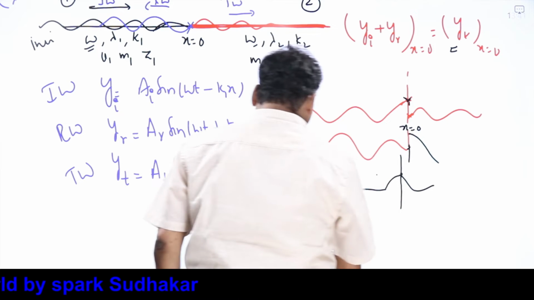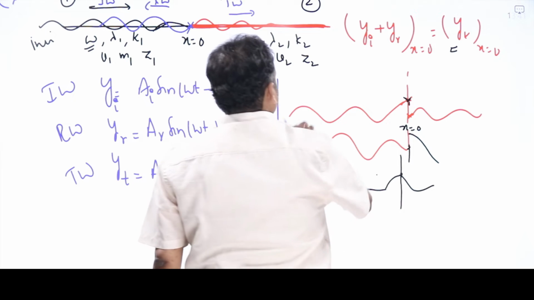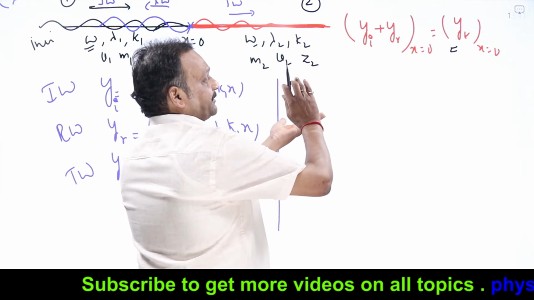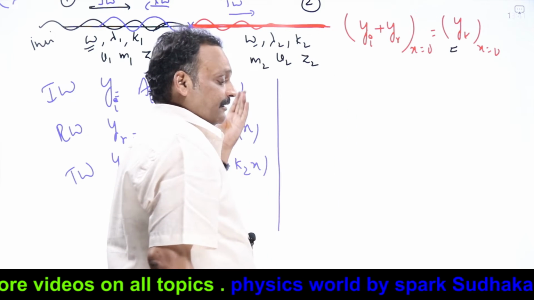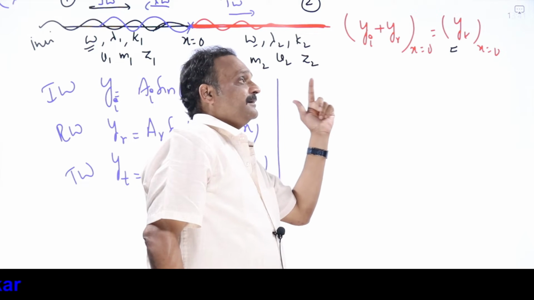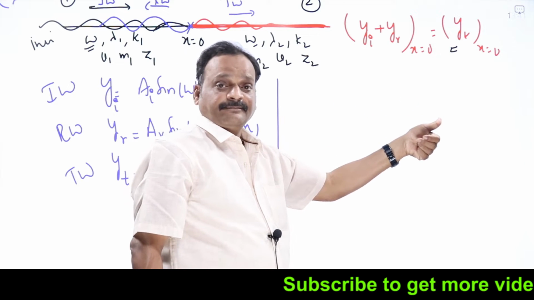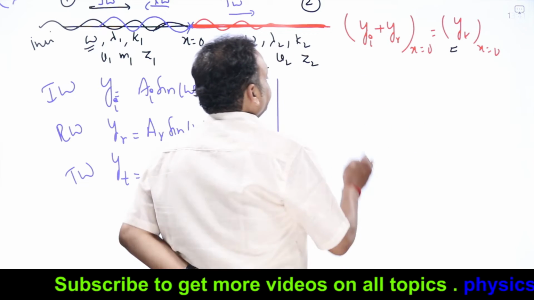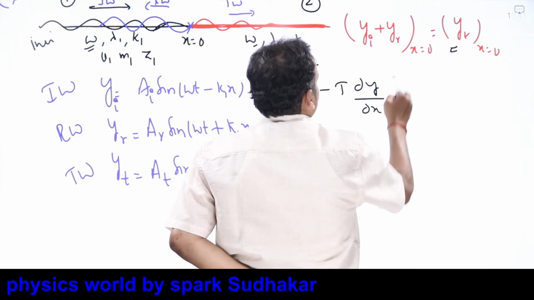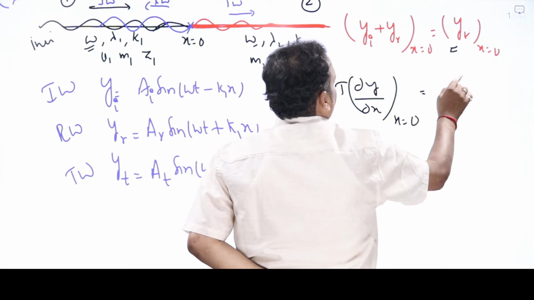The next boundary condition is like this. The transverse component of tension in the string, that is the restoring force on the left side of the junction, must be equal to the restoring force on the right side of the junction. That is minus T dou y by dou x at x equal to 0 on the LHS must be equal to that on the RHS.